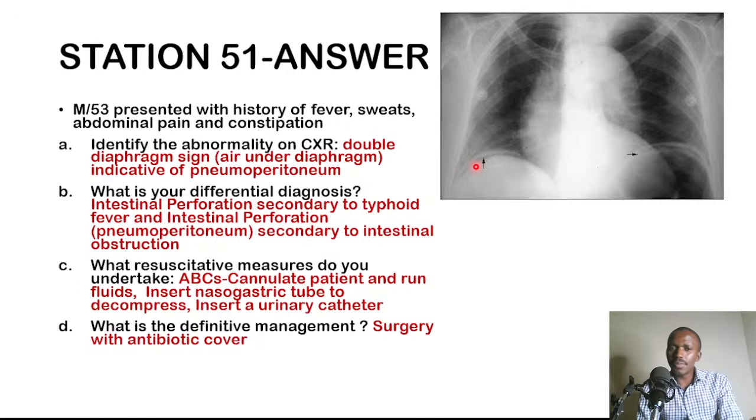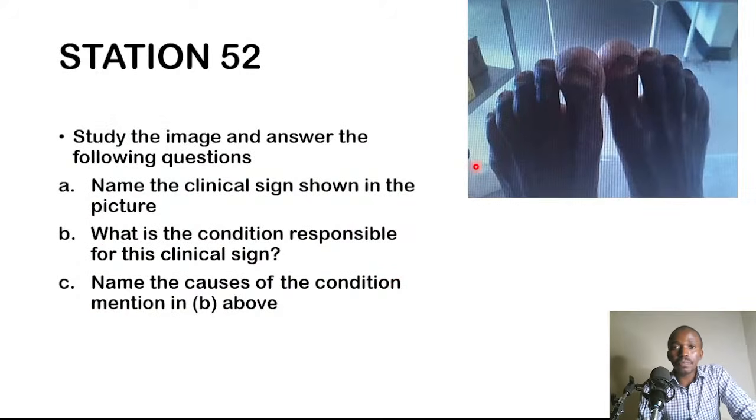Okay, TB abdomen. Then, of course, they could have intestinal perforation secondary to intestinal obstruction as well because they have some constipation. Then your measures, of course, your ABCs, do not write ABCs. They mean nothing in your exam. Write them in full, what exactly you're going to do. Cannulate the patient and run IV fluids. Insert an NG tube to decompress, and then insert a urinary catheter. And then the definitive management is surgery. You should cover them on IV antibiotics.